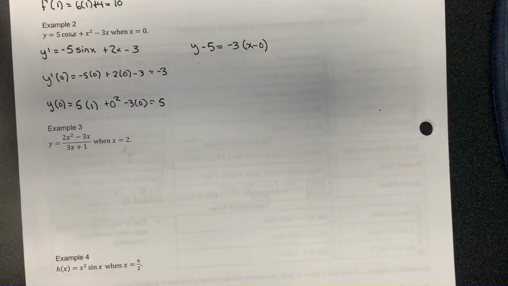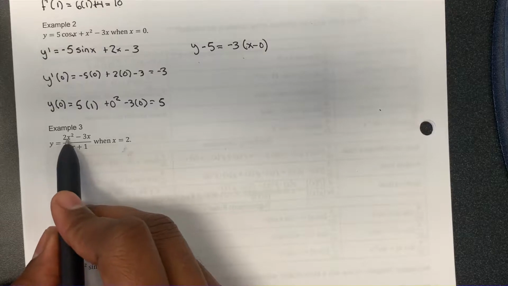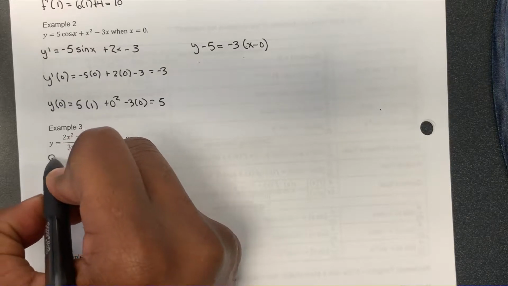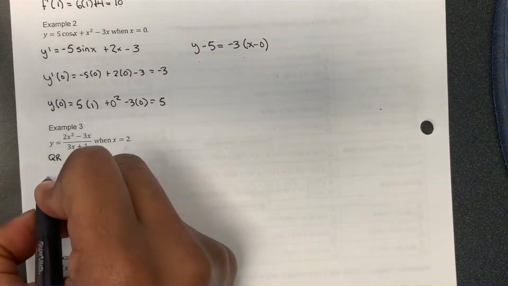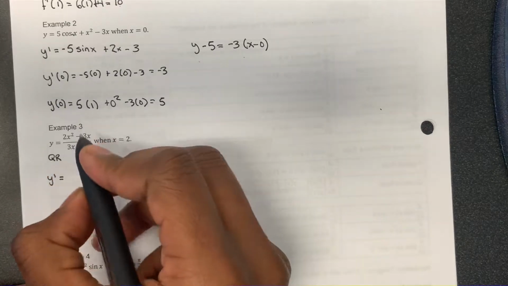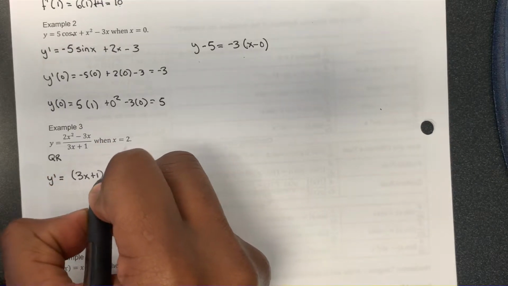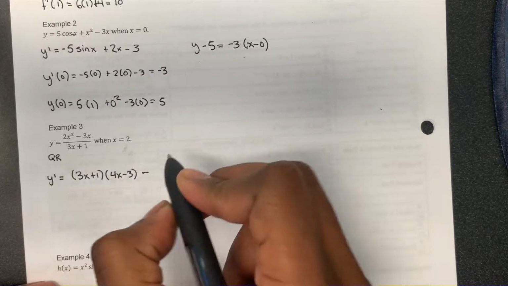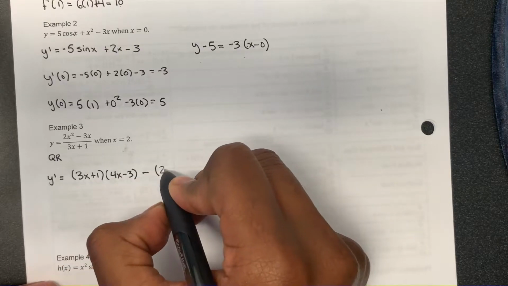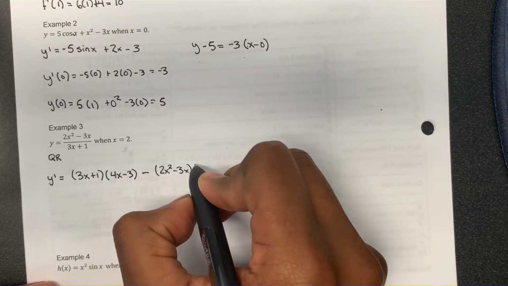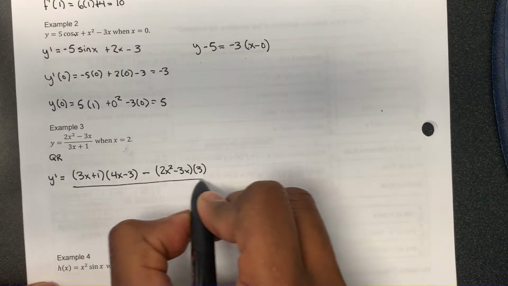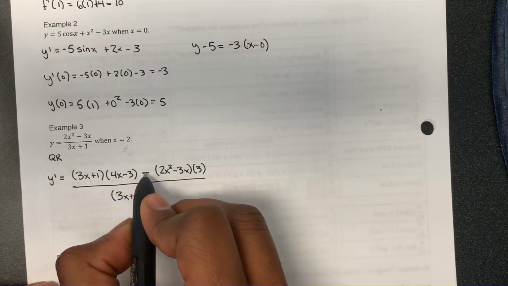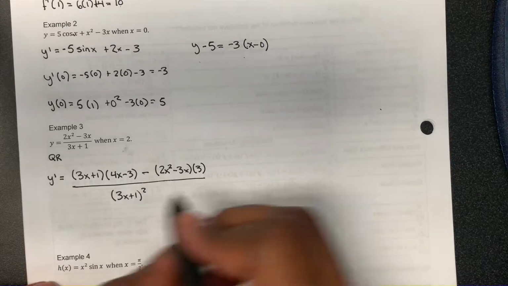For example 3, we have y equals 2x squared minus 3x divided by 3x plus 1. This is going to be something where we have to do the quotient rule. We get y prime is, so 3x plus 1 times 4x minus 3 minus 2x squared minus 3x times 3, all divided by 3x plus 1 squared. So low d high minus high d low over low squared.